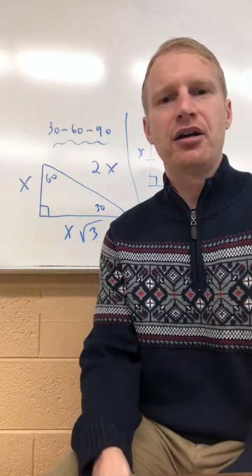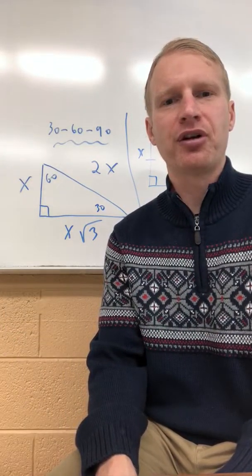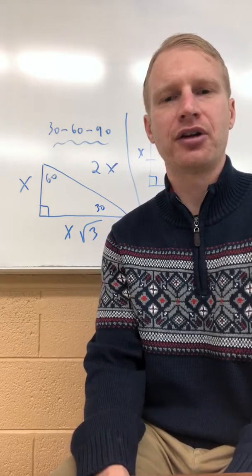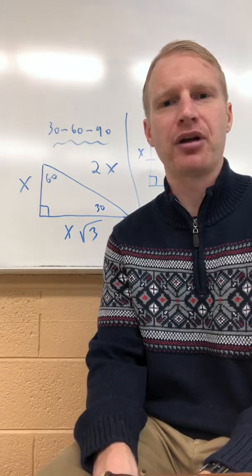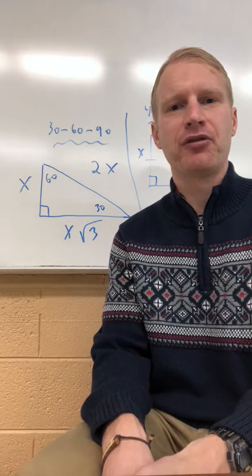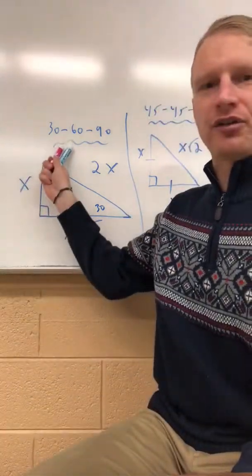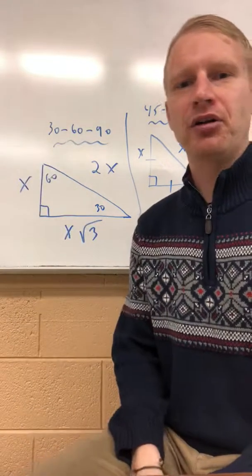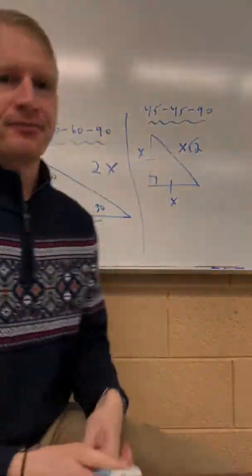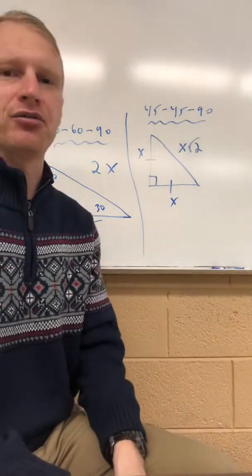Hello, this is Ben, and today we're going to go over two types of special right triangles that you're going to see again and again in math and geometry, and it helps to become familiar with them so that you know how to work with them. And that is the 30, 60, 90 right triangle, and then the other one, the 45, 45, 90 right triangle.